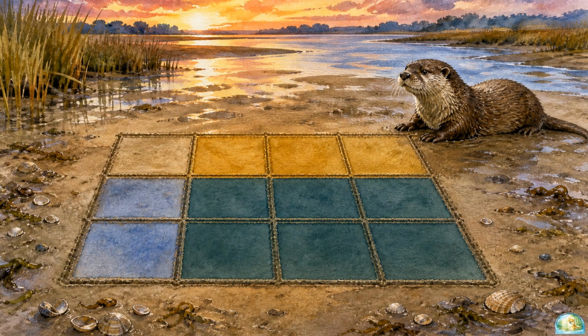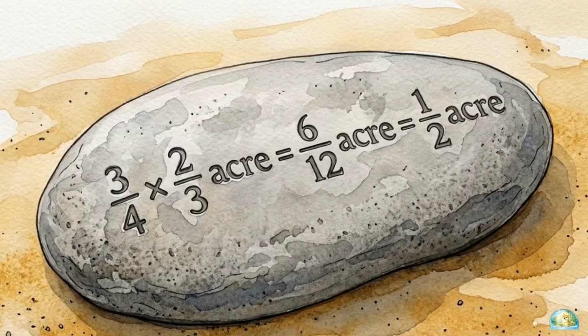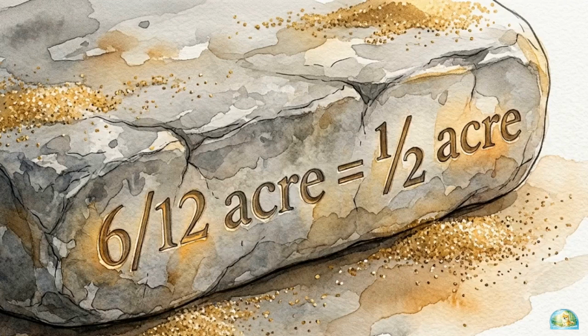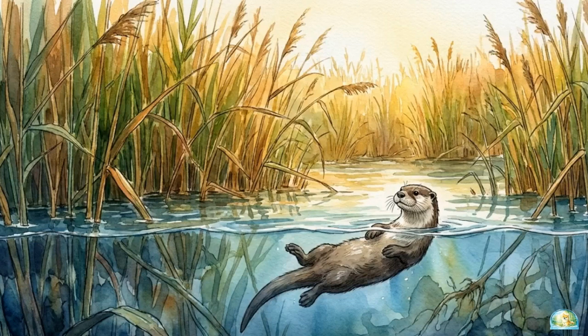To multiply 3/4 by 2/3, we multiply the numerators across the top. 3 times 2 is 6, and the denominators across the bottom. 4 times 3 is 12. That gives us 6/12, which simplifies to 1/2. And since we are tracking physical land, we keep our unit. Exactly 1/2 of an acre remains dry.